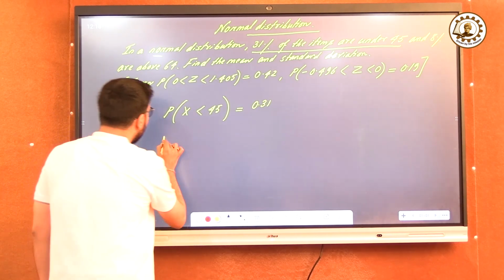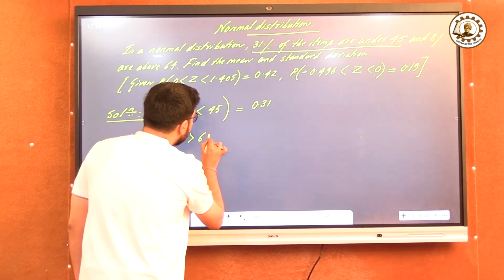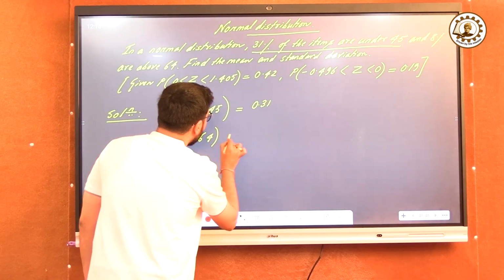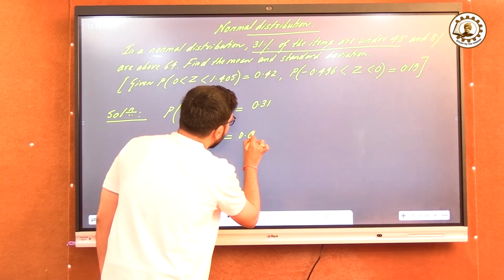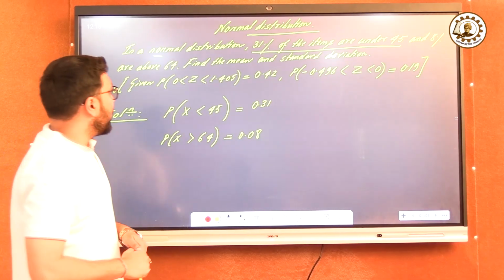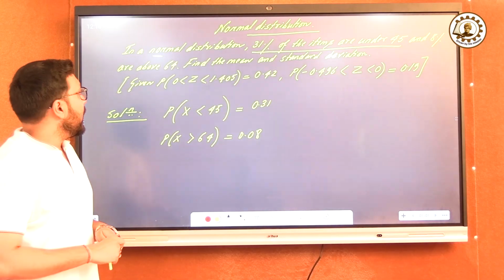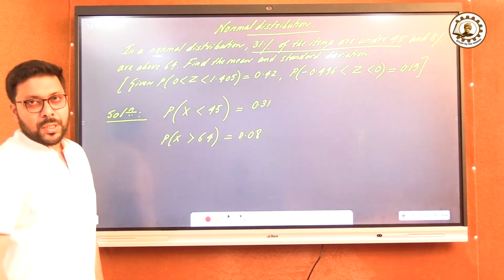So how should we write it? Probability x exceeding 64, it is 0.08, because it is 8% given in the question. So what are we supposed to find here? See, find the mean and standard deviation.